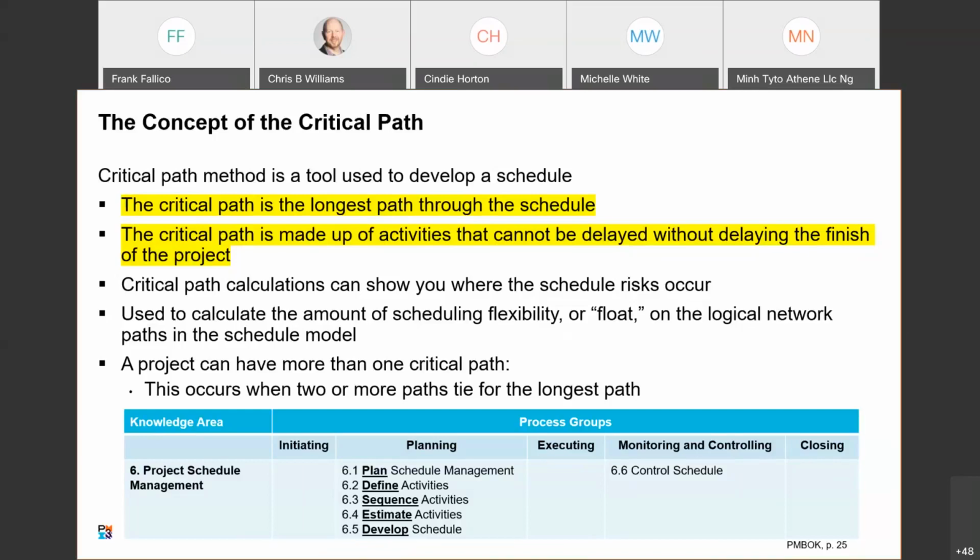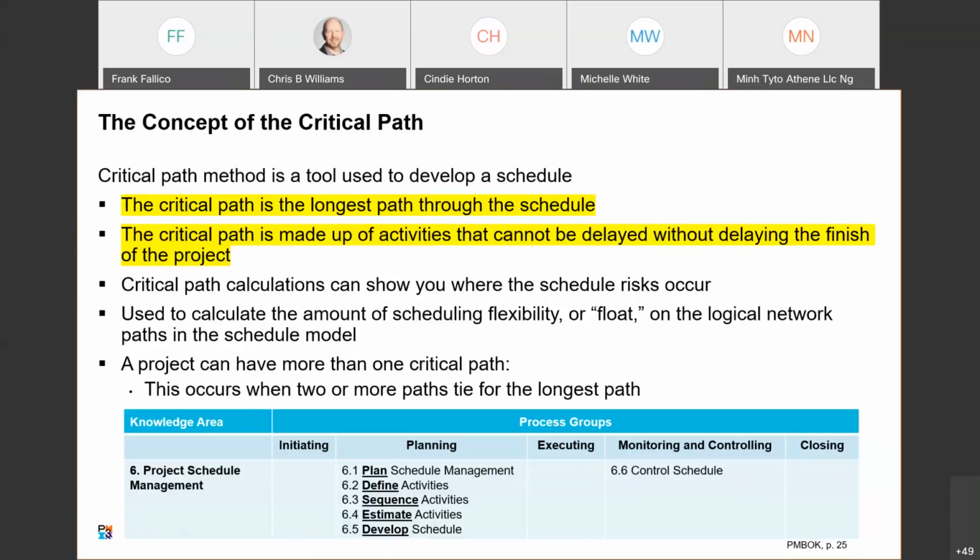It's made up of activities that cannot be delayed without delaying the finish of the project. So these are main activities that we've got to get done. Critical path calculations can show where you've got schedule risks, and a critical path is normally characterized by zero total float. In other words, the path with no flexibility for delaying any activities.